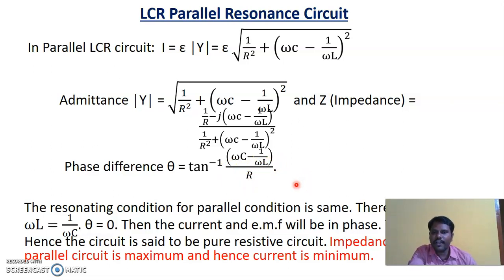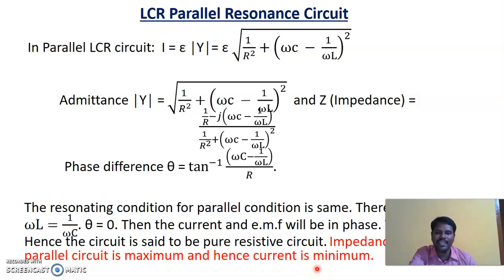Now, for a resonating condition, omega C should be equal to 1 over omega L, or omega L is equal to 1 over omega C. Then Z becomes R, and the phase angle theta is equal to 0. Then the current and the EMF will be in phase. Z is equal to R. It acts like a pure resistive circuit. The impedance of the parallel circuit is maximum and hence the current is a minimum.